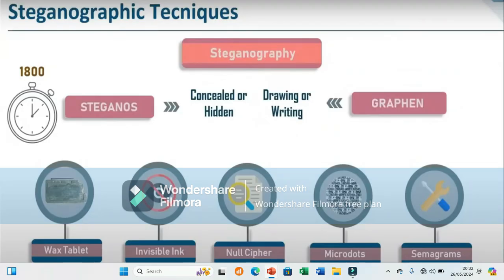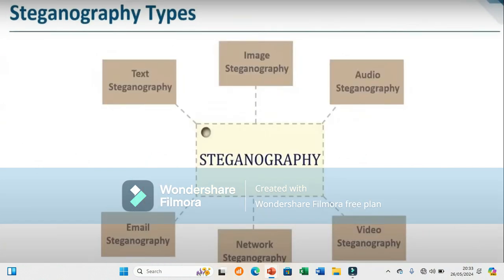History of cytography. Where does cytography come from? The techniques of cytos, concealed or drawing, hidden and written. Cytos means hidden, then graphy means written, which means there is a text hidden inside a word or inside a file, and graphic means writing, so it is writing a hidden text in a word. Now, what about tablets? Invisible ink, I mentioned this earlier on. Invisible ink, null cipher, microdots, and similar things are methods by which you can hide a word or a file.